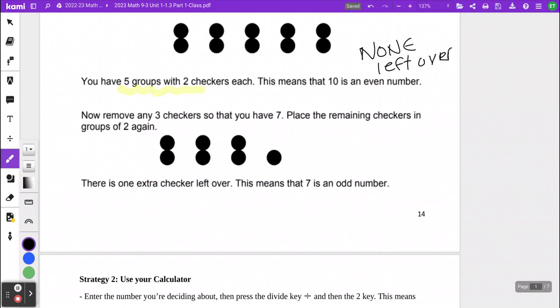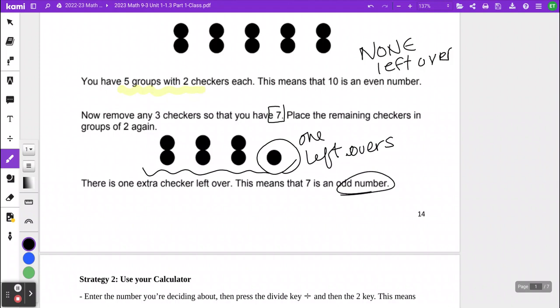Now, if you remove any of the 3 checkers, if you take 10 and subtract 3, you get 7. So if we do groups of 2 with 7, we get 1 left over. So if we ever get any leftovers, it means it's an odd number. Okay, so always trying to make groups of 2.